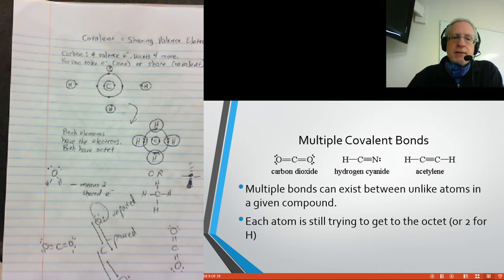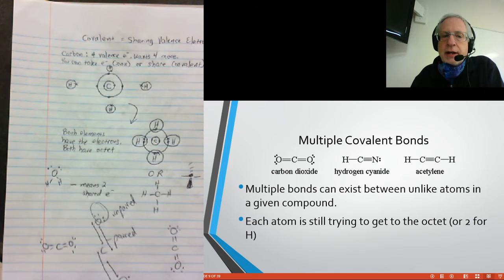Now you can have, as I've already said, multiple types of covalent bonds. You can have 2 doubles. In hydrogen cyanide, you have a triple covalent and a single covalent. But if you look at those 3 structures up there, you'll see that every atom has 8 electrons around it.